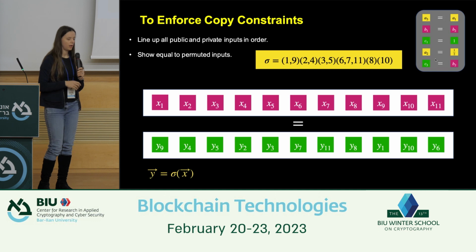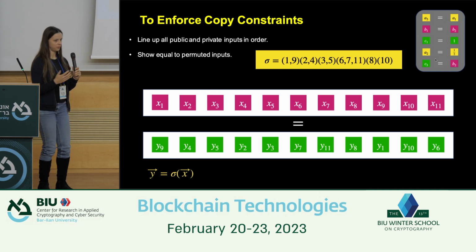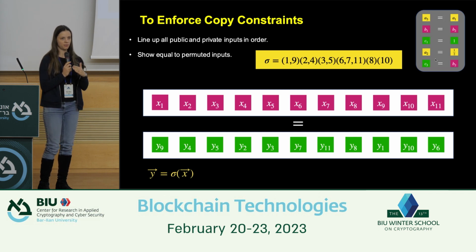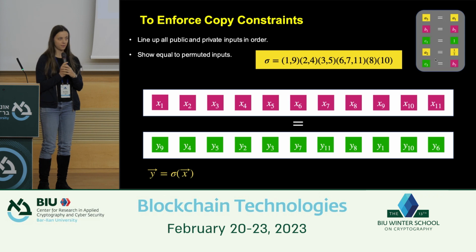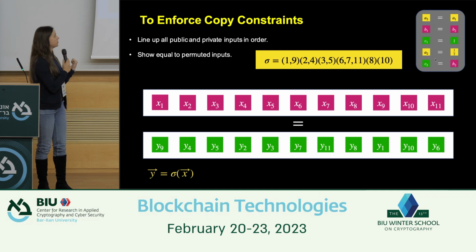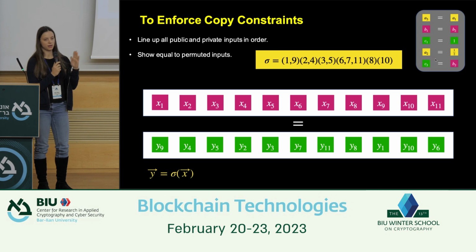If we then ignore what's actually on the inside of this vector commitment, and view it as just a single vector commitment with all of these values, x, then this is something that we can permute into a different vector y via a known permutation. For this specific copy argument, we want the permutation that's written on the board there, which has a swap between 1 and 9, a swap between 2 and 4, a swap between 3 and 5, but a rotation between 6, 7, and 11. 8's not going anywhere, and 10's not going anywhere.